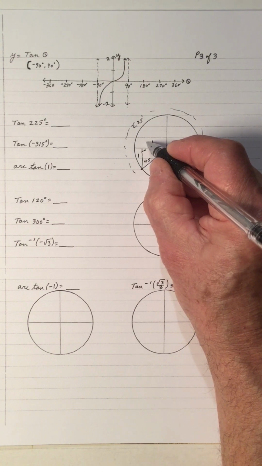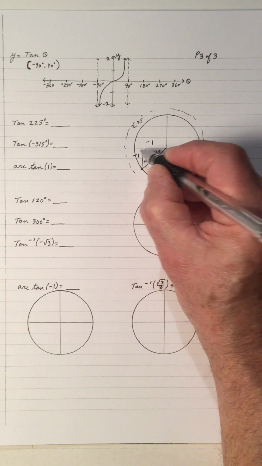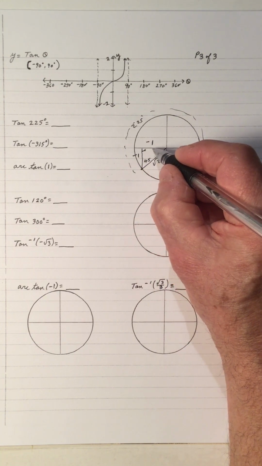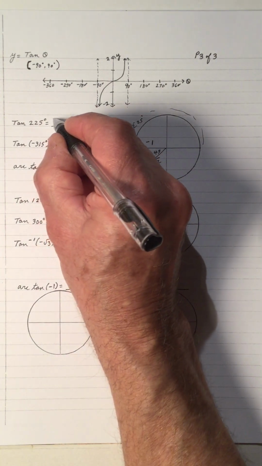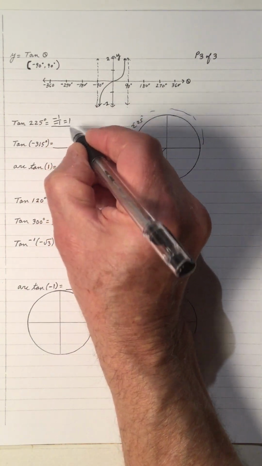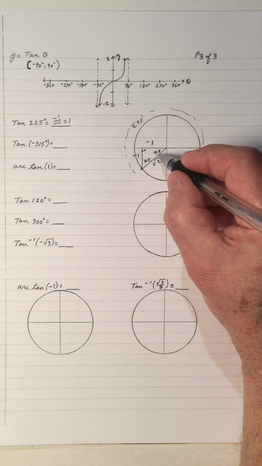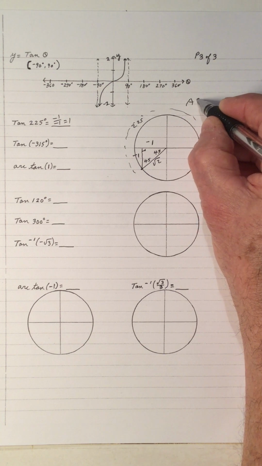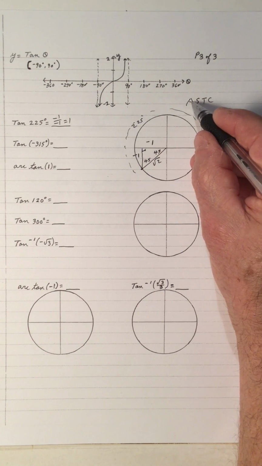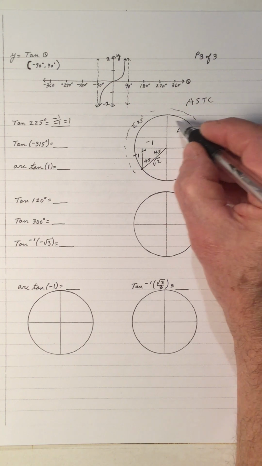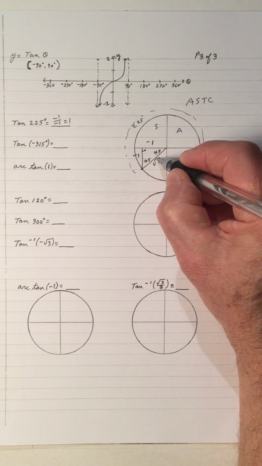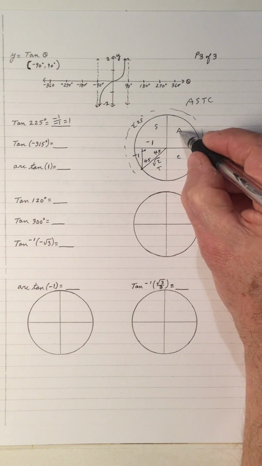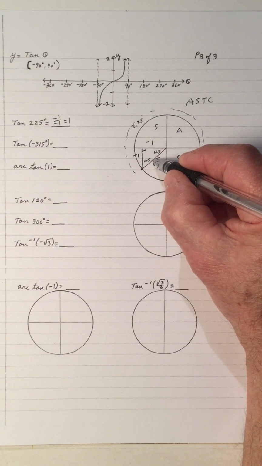The x is negative in the third quadrant. The y is negative in the third quadrant. So the tan is the opposite over the adjacent. So it's negative 1 over negative 1. So the tan is 1 in the third quadrant. Remember, add sugar to coffee. Everything is positive in quadrant 1. Sine is positive in 2, tan is positive in 3, and cos is positive in 4. So tan is positive in 1 and 3.